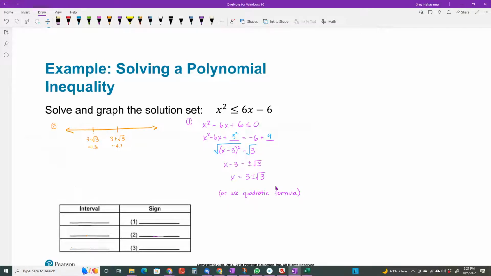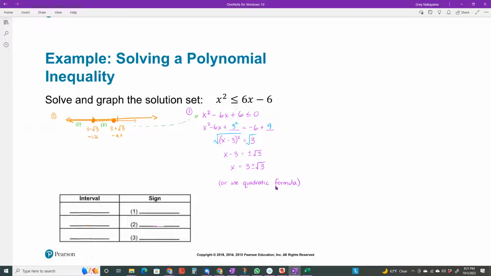So when I pick my test values, I'm going to have 0, some number, make it easy, 2, and 5. Oops, that's what happens when I do too much on there. Okay, so come back here.